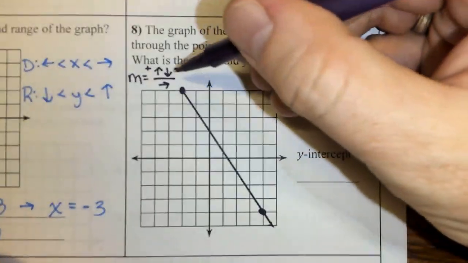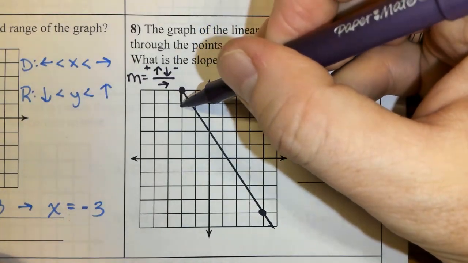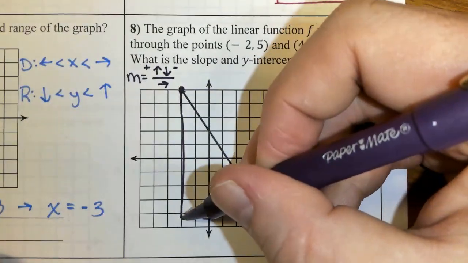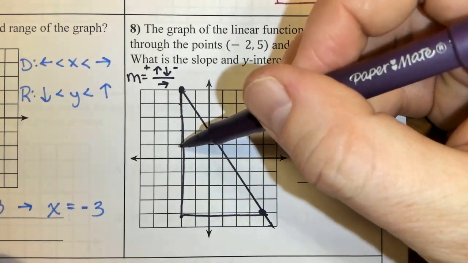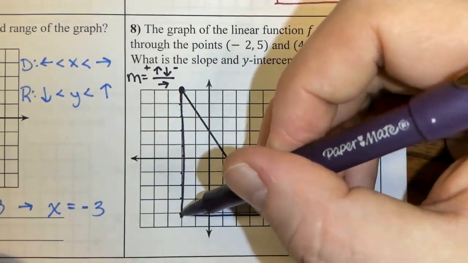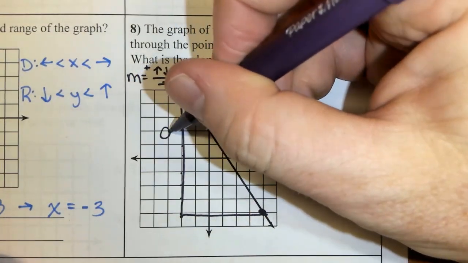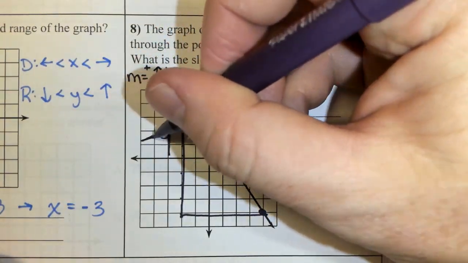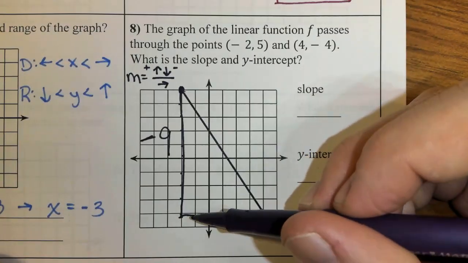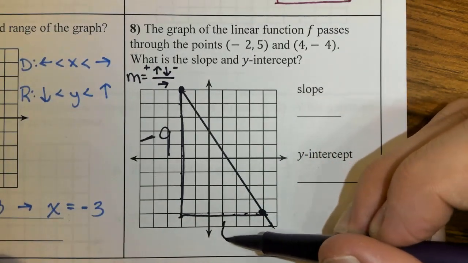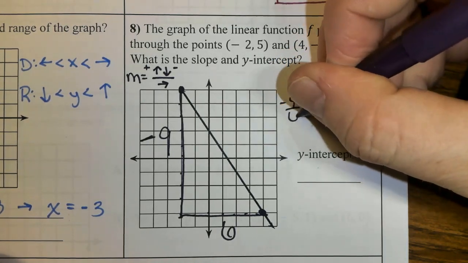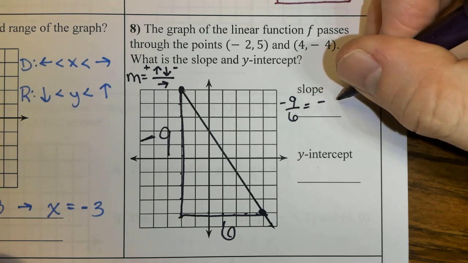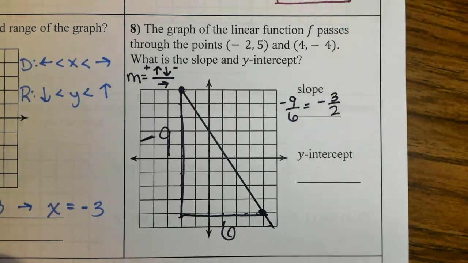So from this point to this point, I go up or down first. So I'm going to go down, and then to the right. And now I count. So from here I go 1, 2, 3, 4, 5, 6, 7, 8, 9. So I go 9, and because I'm going down, it's negative. And then I count over 1, 2, 3, 4, 5, 6. So slope is -9/6, which I can reduce, and you get -3/2. Okay, that was easy enough.